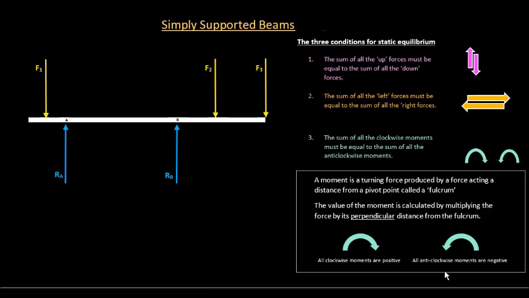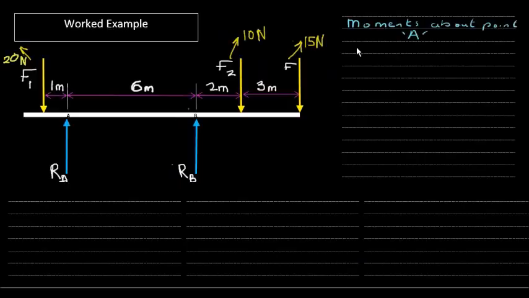Now there are three conditions for static equilibrium. That means the beam is not moving. The up forces must balance the down forces, so the loads must counterbalance the support reactions. Any force towards the left must counterbalance force towards the right, and all the anti-clockwise moments, the sum must be equal to the sum of the clockwise moments. So the sum of all the moments together must be equal to 0. That way there's no movement.